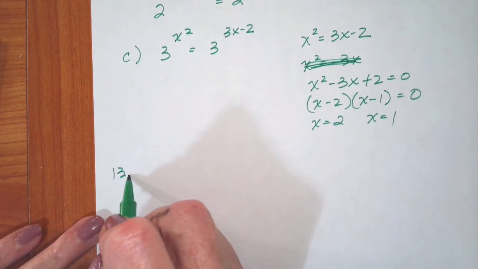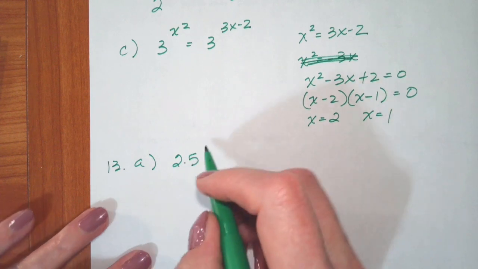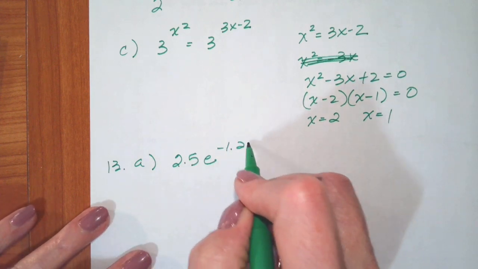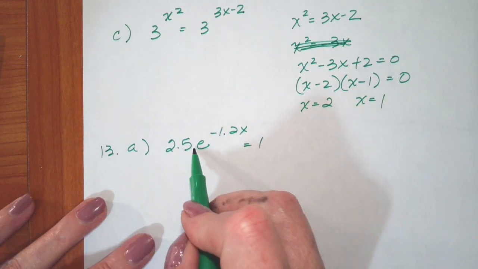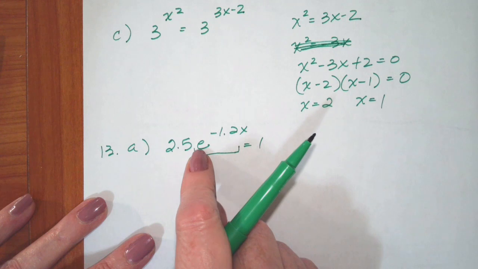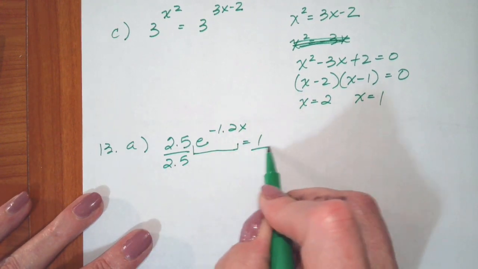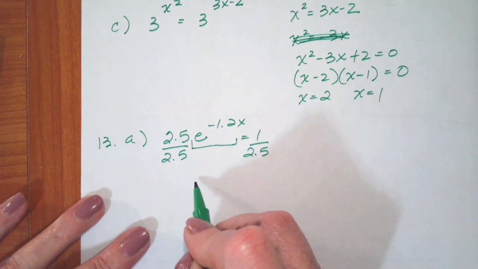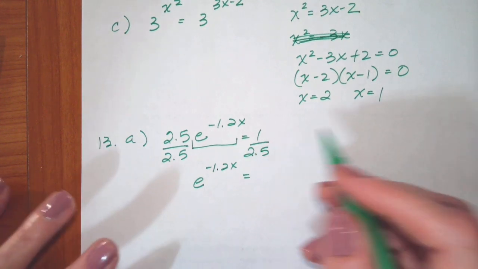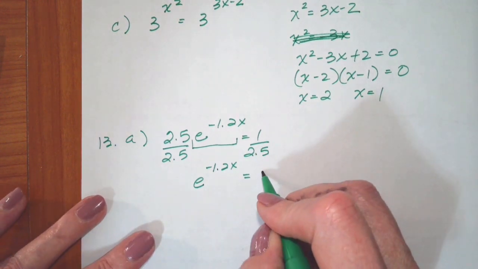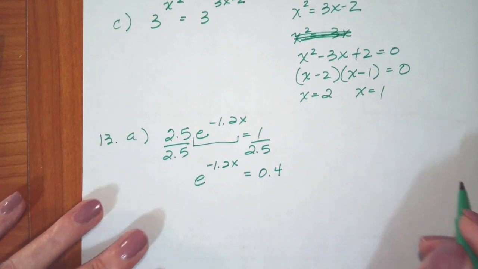Okay, so for 13, problem A, I have 2.5 e to the negative 1.2x is equal to 1. This is the part that I need to get isolated, just the base to the exponent. So I'm going to divide both sides by 2.5. That gives me e to the negative 1.2x is equal to, and 1 over 2.5 is equal to 0.4, I think. Okay, it is.